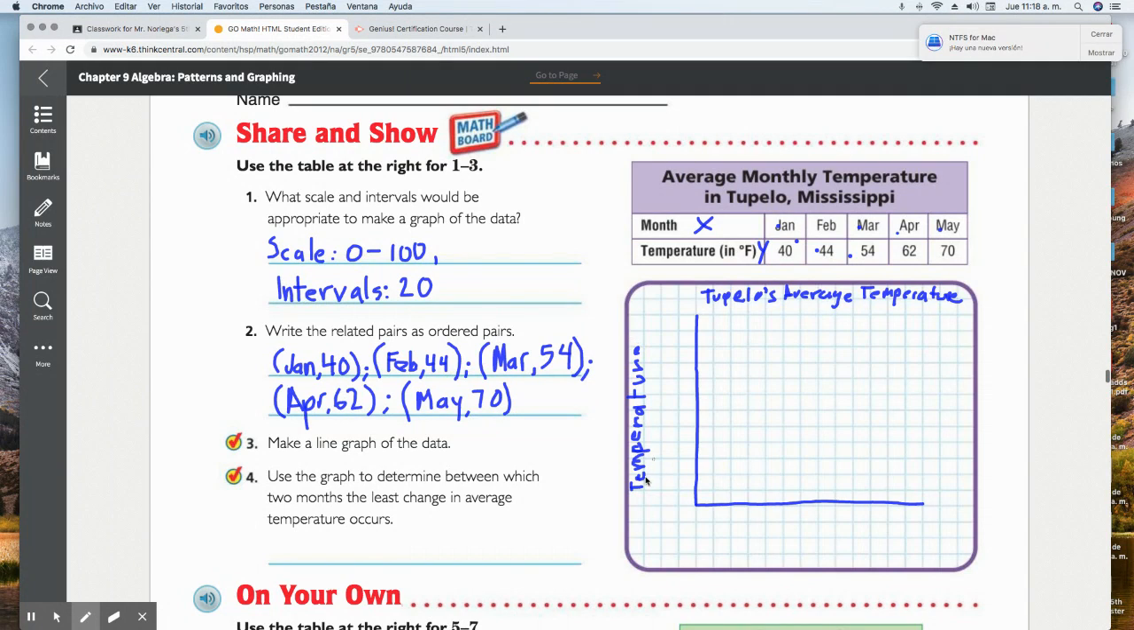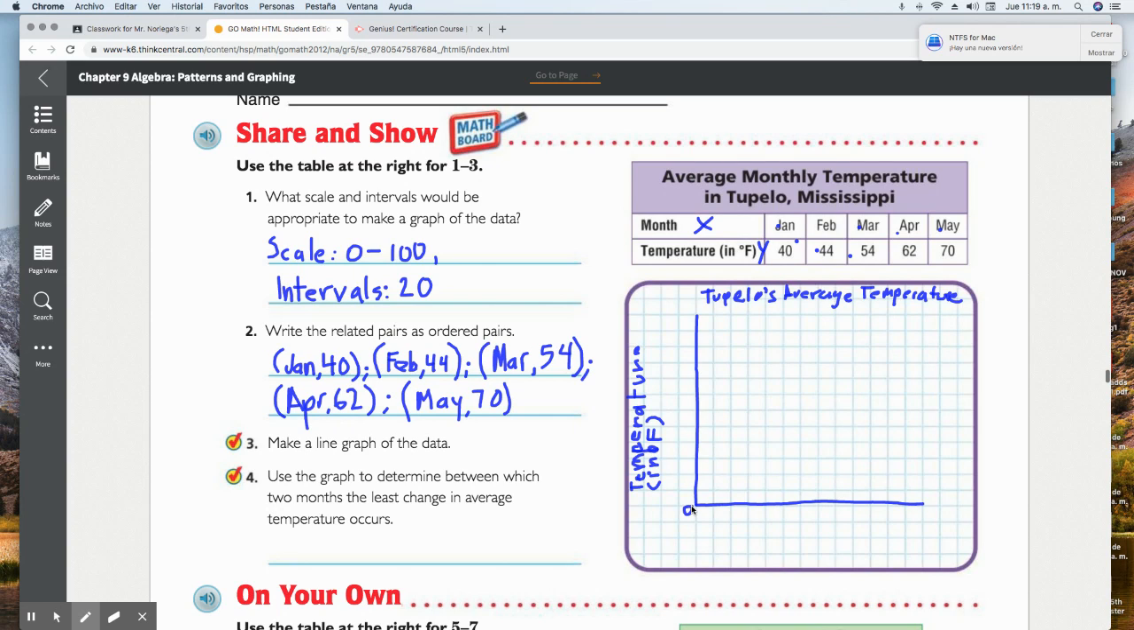Okay, parentheses in degrees, which is this little circle, like 0 Fahrenheit. I know that's very hard to read, but you know what it means. And then I'm going to make my scale. So I'm going to start at 0.